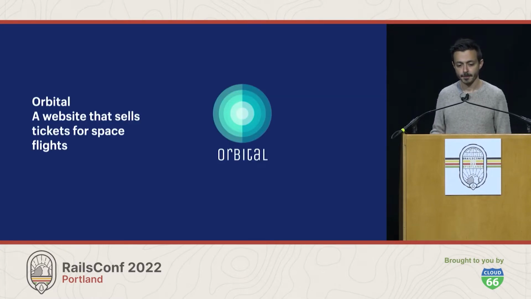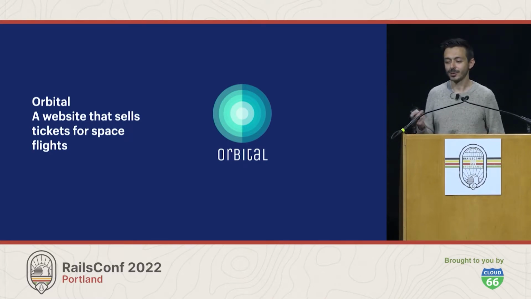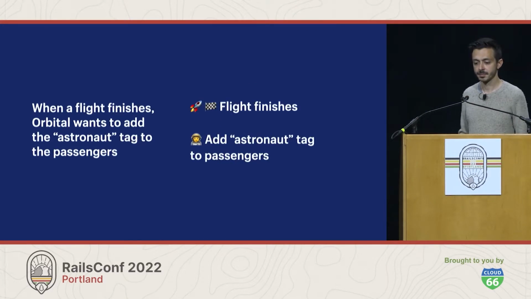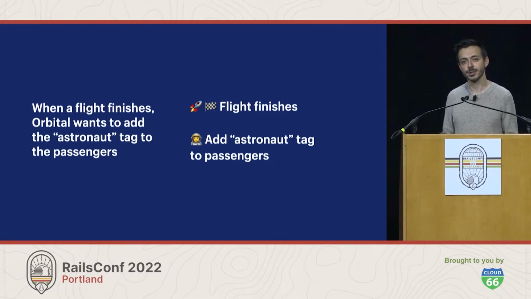Webhooks. We have a new company here. This is Orbital, also a fictional company, and they are a website that sells spaceflight tickets. Orbital uses the Space Trips API to book those tickets and to manage their customers. And they want to improve the way they manage their customers, which are the passengers. When a flight ends, they want to add the astronaut tag to each passenger they've booked for this flight.